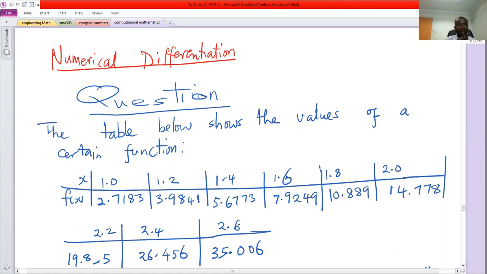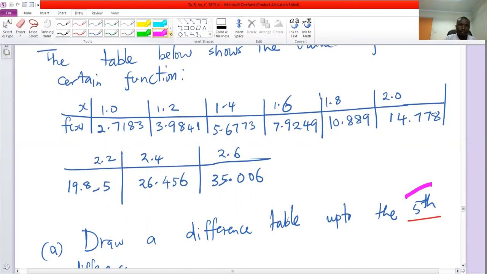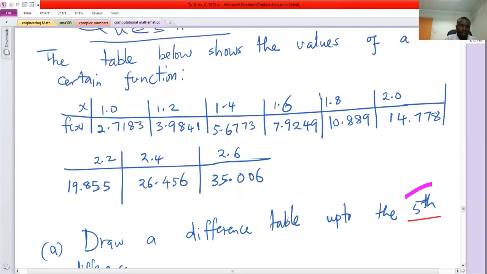is 35.006. So the first question from this table is to draw a difference table up to the fifth difference. So this value at 2.2 is 19.855. So draw a difference table up to the fifth difference.